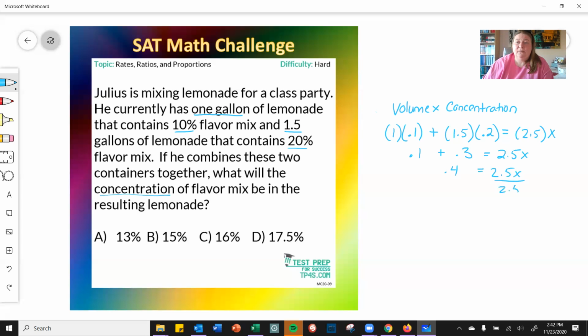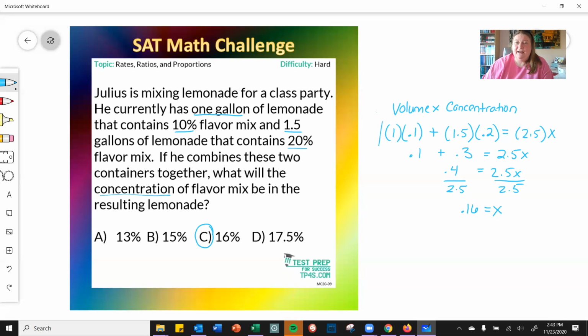Divide both sides by 2.5. And you will get, and I did use my calculator for this part, 0.16 equals x. And that converted back to a percentage to get our final answer of C, 16% concentration.